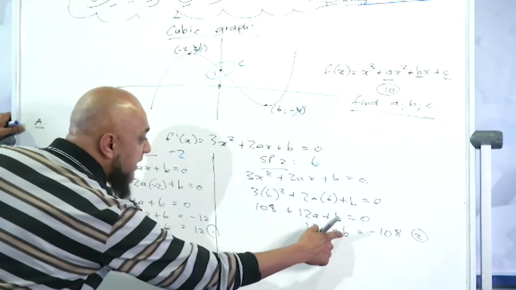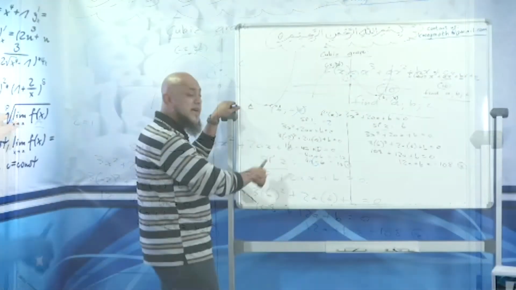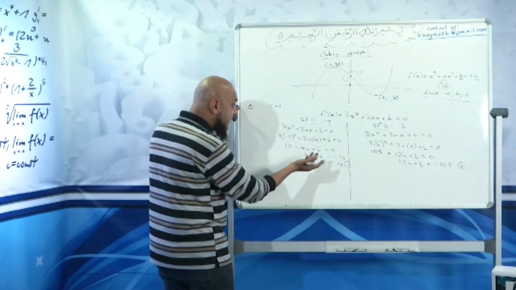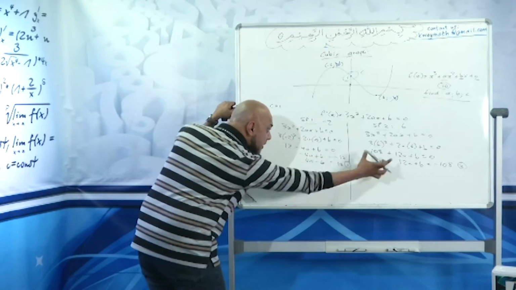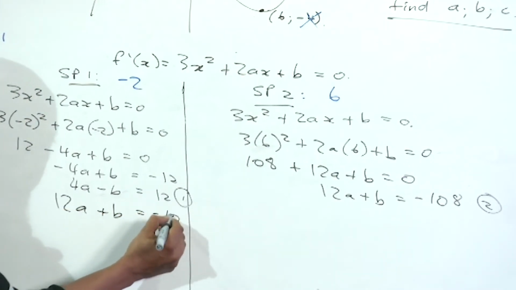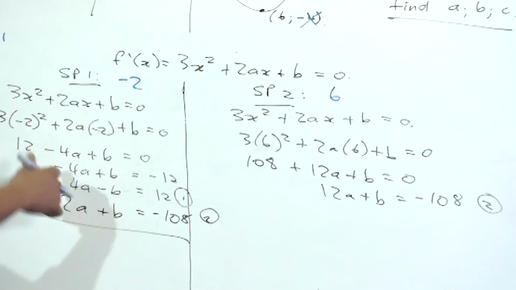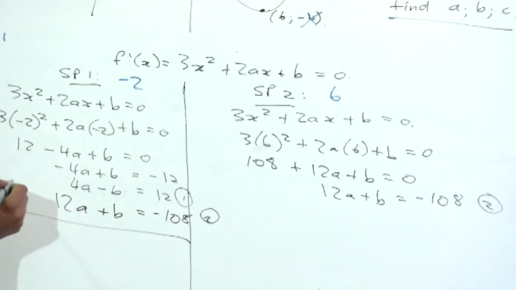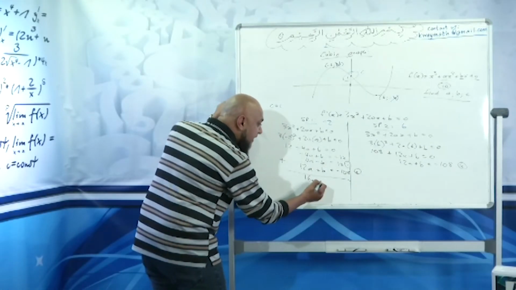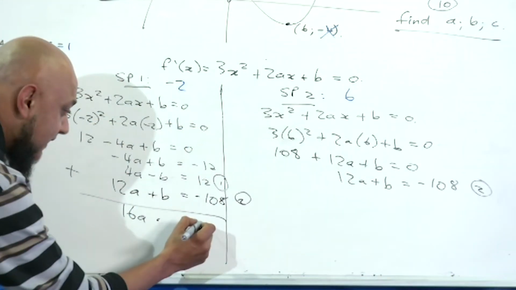Now I got minus b plus b. So whether you want to do it by substitution or by elimination, it's entirely up to you. I'm going to do it by elimination because it's so much easier. So I'm going to take equation number 2 and copy and paste it here. So I have now 12a plus b is equal to minus 108. Why did I do that? Because I got a plus b and a minus b, so the b's can go. So I'm going to add these two equations. So 12 plus 4, 16a plus b minus b will give me 0. 12 minus 108 is minus 96.